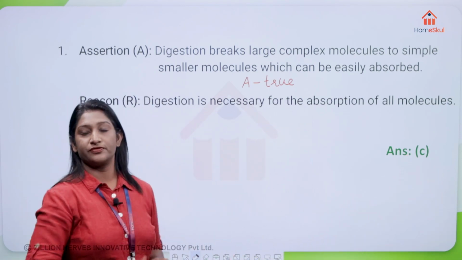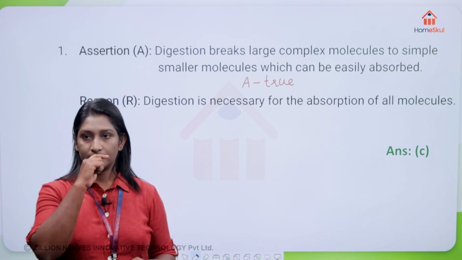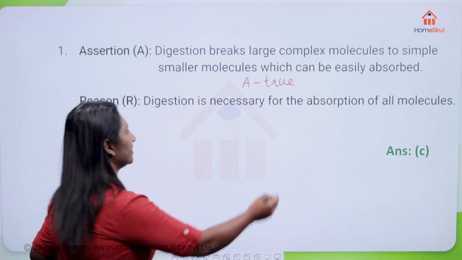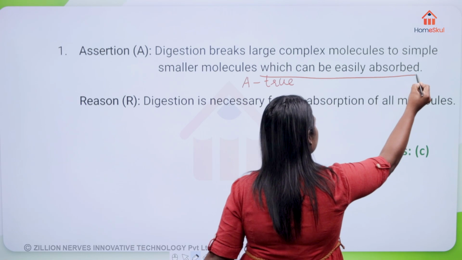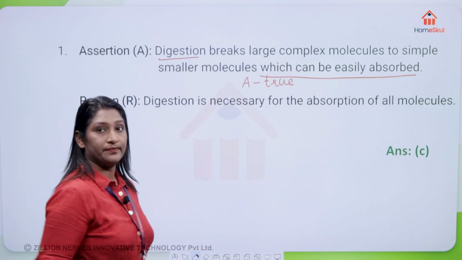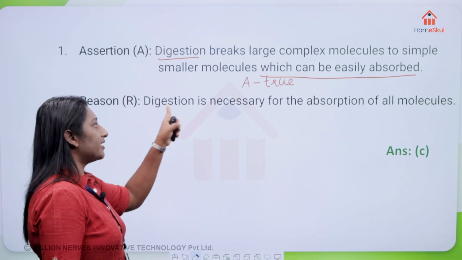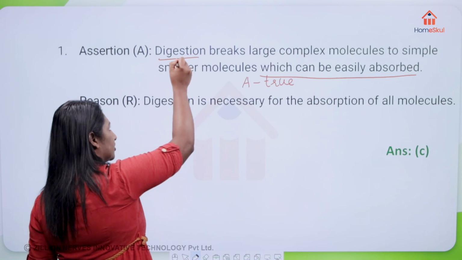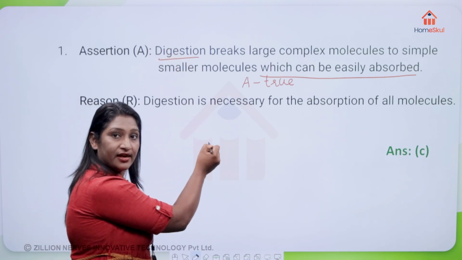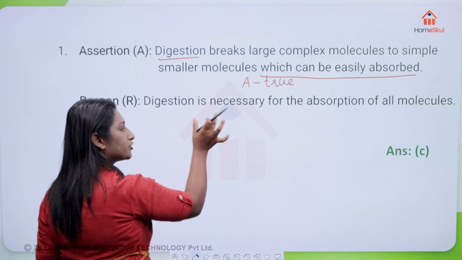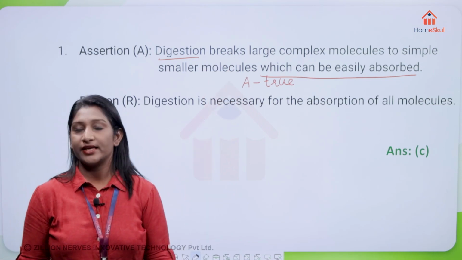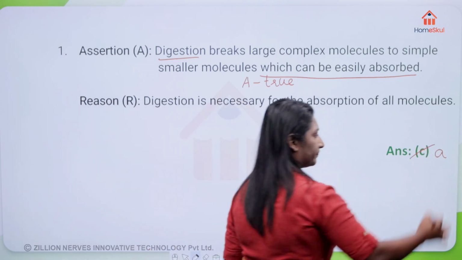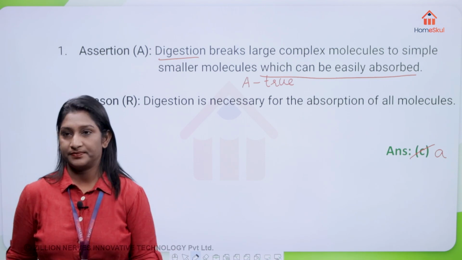Assertion is true, reason is false. Is that correct? The first statement is correct. You have to find the answer in this way. See, which can be easily absorbed by the process of digestion. And the second reason says that digestion is necessary for absorption of all molecules. So we can say assertion is correct, reason is correct, and reason is the correct explanation of the assertion. So it cannot be C, okay? And which one is that? Yeah, it is A. Isn't it? It is A.